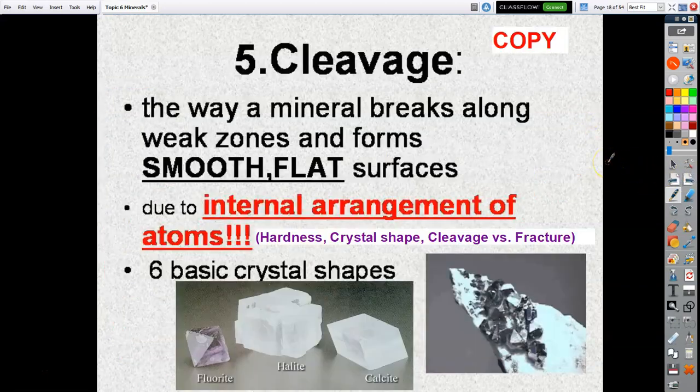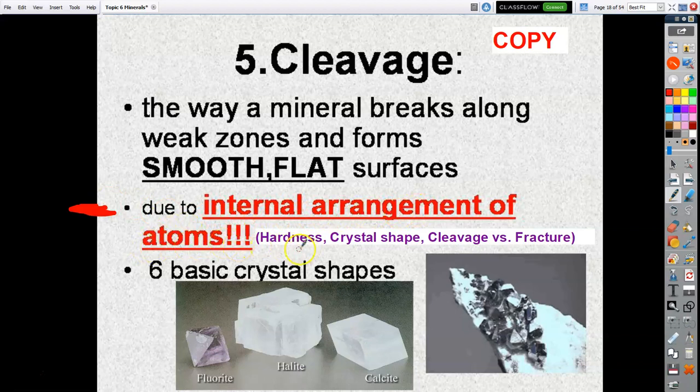All right, how the mineral breaks is affected by, and this is the number one thing right here, and I talked about that before, how the atoms are arranged. Remember I talked about graphite versus diamond. Graphite is soft and a diamond is hard. It's what they call the internal arrangement of atoms. That comes up often on a Regents question.